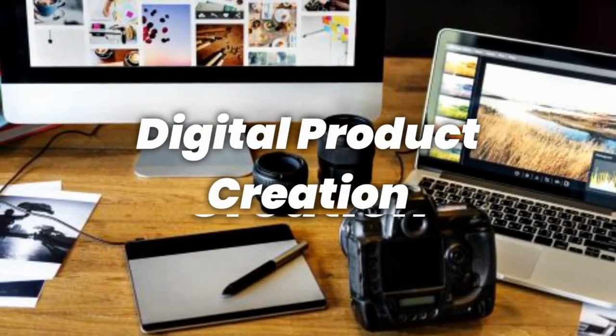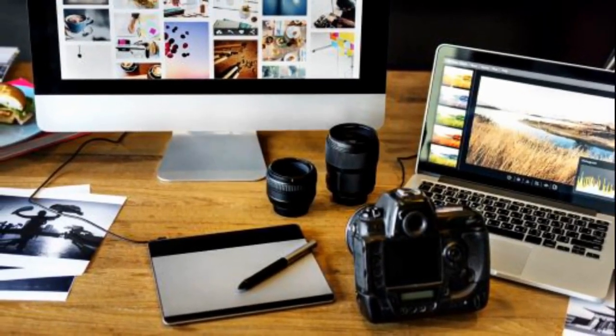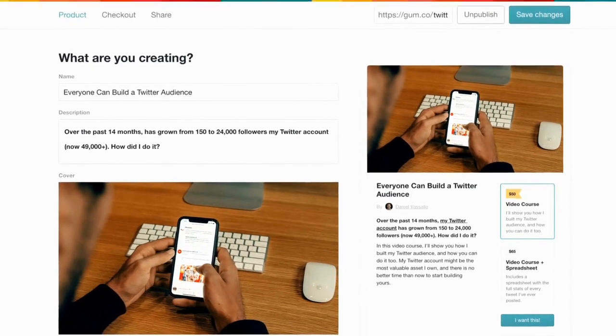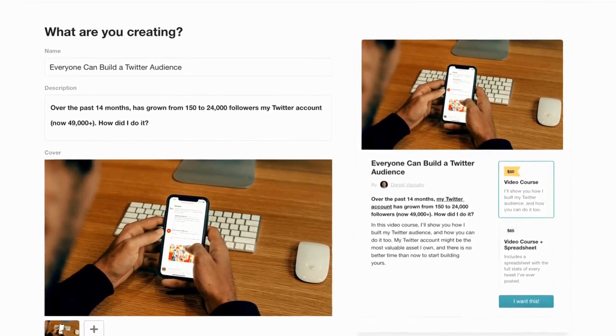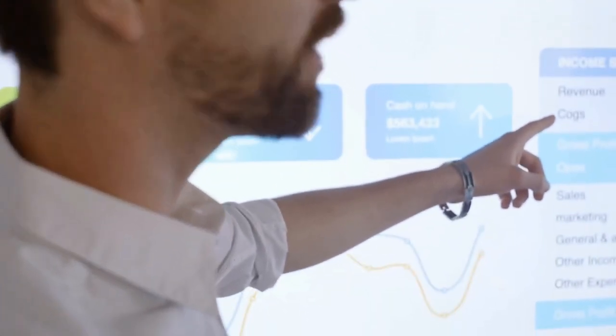Digital product creation. Using websites like Teachable or Gumroad, you may produce and market digital goods like printables, courses, and ebooks. You can use your experience and knowledge in a certain area to produce useful items of the highest caliber. Without having to worry about local restrictions, you may sell your goods online and reach a huge audience.